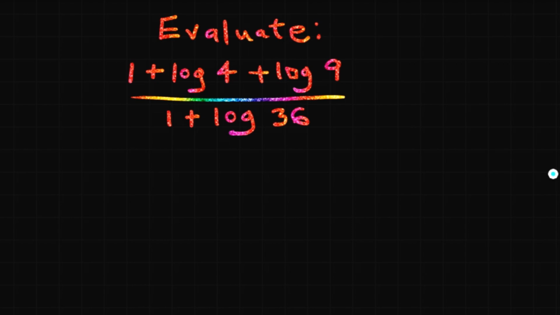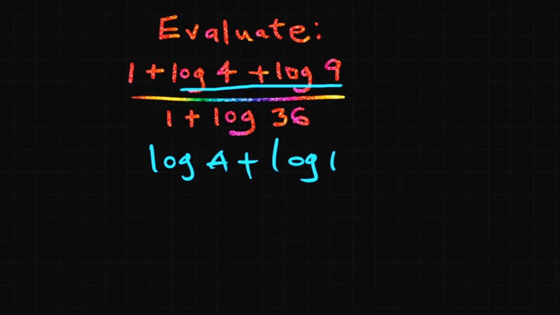So the first thing you need to do is just apply the first law of logarithms for this portion. The first law of logarithms says that if you have log A plus log B, then that is the same as the log of the product of the two. So let us just apply that here.